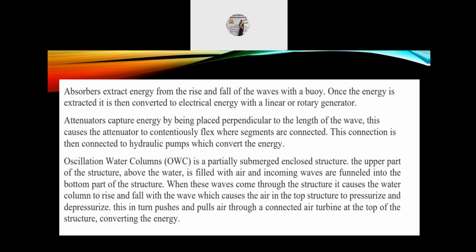Oscillating water columns (OWC) are a partially submerged enclosed structure. The upper part of the structure above the water is filled with air, and incoming waves are funneled into the bottom part of the structure. When these waves come through the structure, it causes the water column to rise and fall with the wave, which causes the air in the top structure to pressurize and depressurize. This in turn pushes and pulls air through a connected air turbine at the top of the structure, converting the energy.